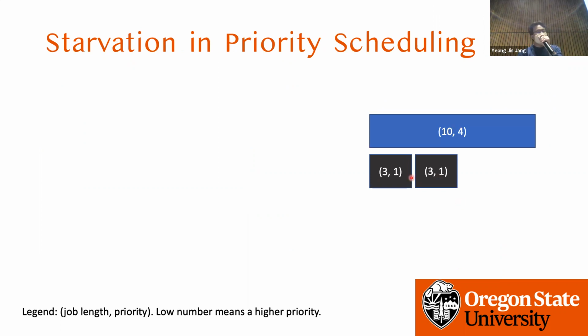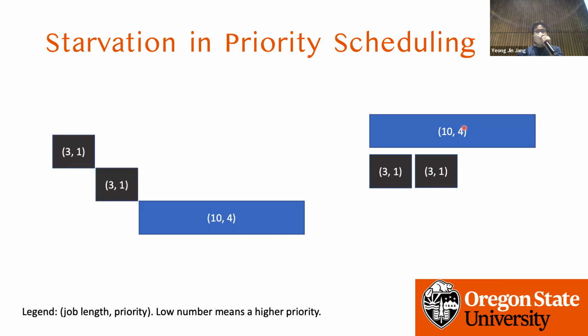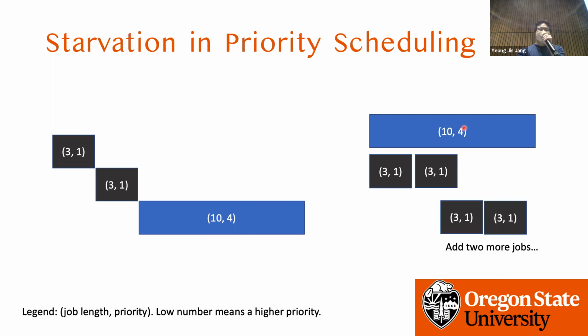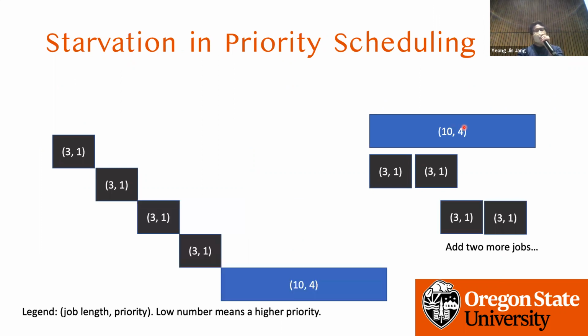Suppose there's a process with priority 1 and another with priority 4, and it'll be scheduled like this. And then if the priority 1 jobs come again and again, the priority 4 process will suffer this similar kind of starvation. So how can we remove this kind of starvation?